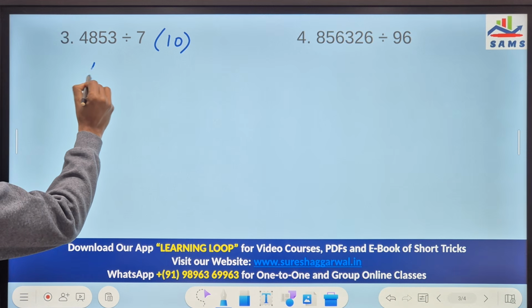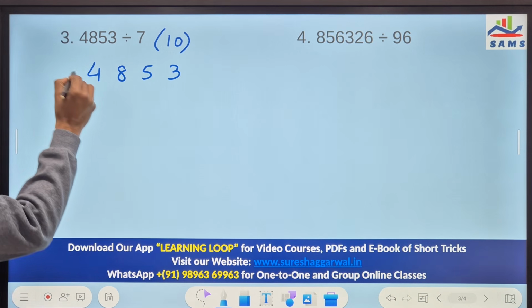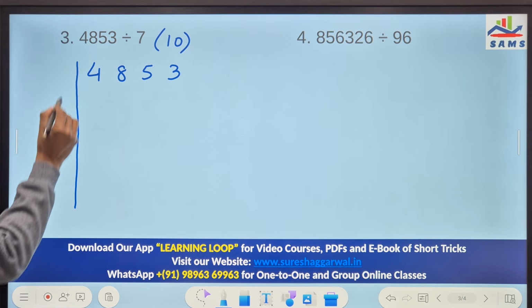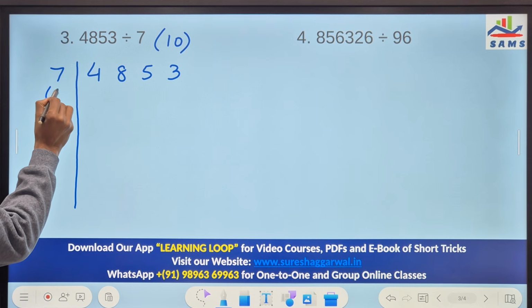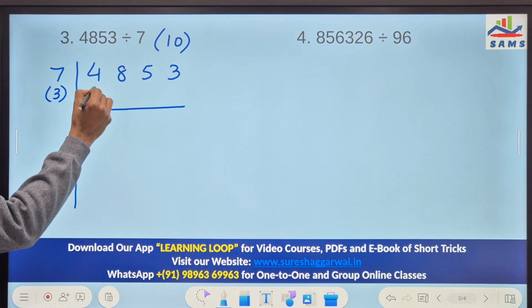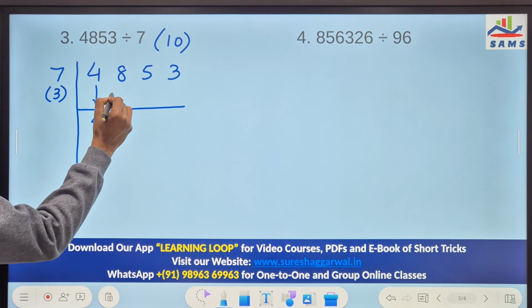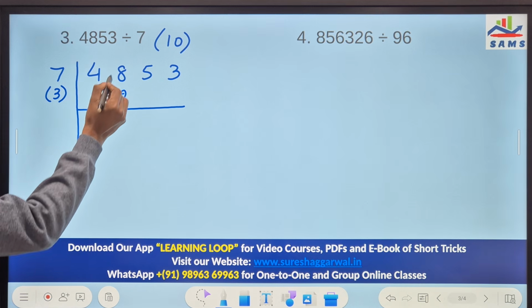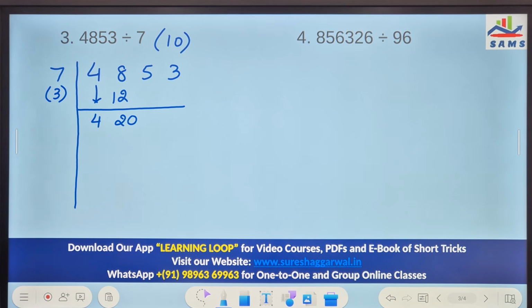So I will write 4, 8, 5, 3 by separating out the digits using some space, and then 7 here, and the 10 minus 7, the deficit is 3, which I will write here. So put a horizontal line, bring down the first digit 4. Deficit 3 times 4 is 12. So I'll write 12 here, and 8 plus 12 gives me 20.